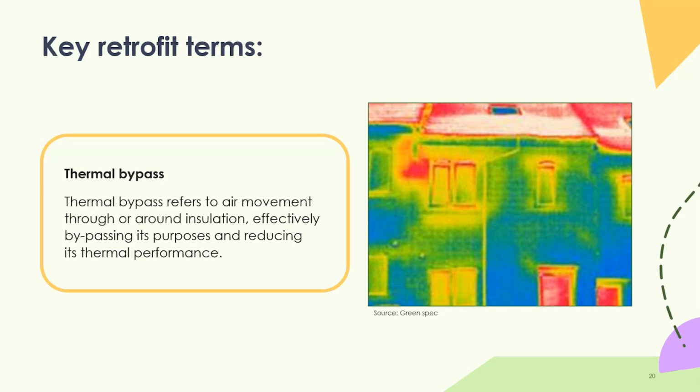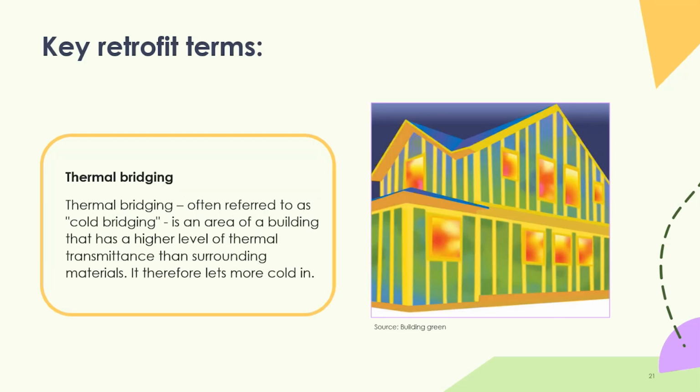It's a little bit more complicated to get your head around thermal bypass, so I recommend looking at some diagrams for that one. But it's basically just this idea that air movement is going to start shunting heat around, and move it to places that you don't want it to go by bypassing those insulation measures and things like that.